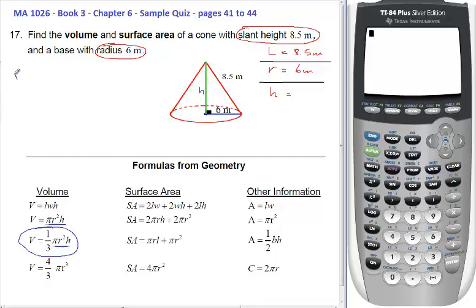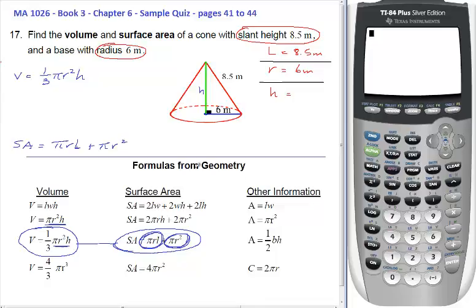So we need that one. Volume is 1/3 pi r squared times h. And the surface area of a cone is right here, because it's the surface area of the bottom circle plus the area of the curved or lateral surface. So that's the other formula we need. Surface area is pi r L plus pi r squared. Okay, so let's get rid of those formulas. Give us some room to finish this question.